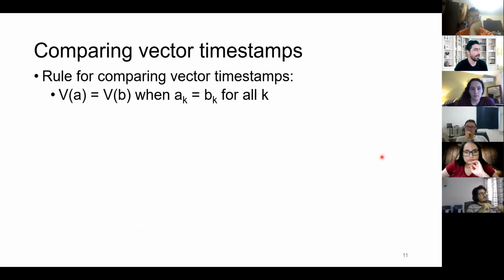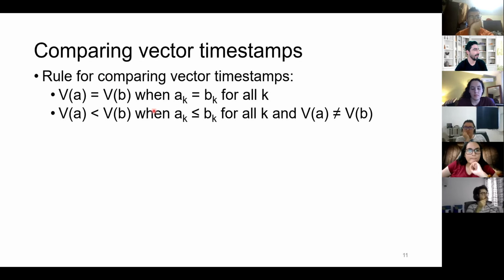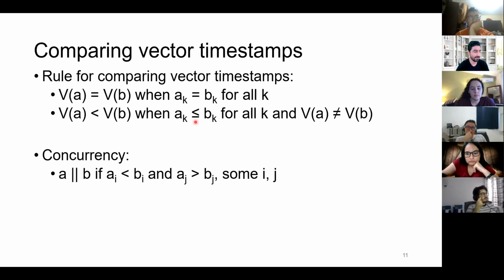That's the question. If vector clock A equals vector clock B, it means A_k is B_k for all k, so all of them are the same. Basically that almost doesn't happen. Vector clock A is smaller than vector clock B when A_k is smaller than or equal to B_k for all k, and vector clocks A and B are not equal. Again, when I go to an example, this makes much more sense.